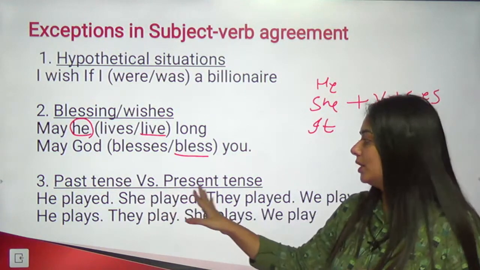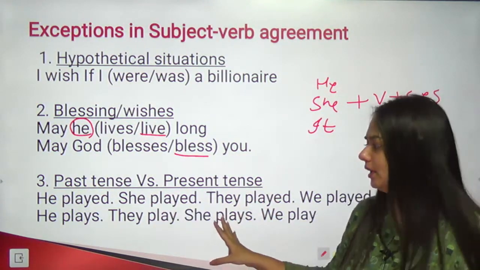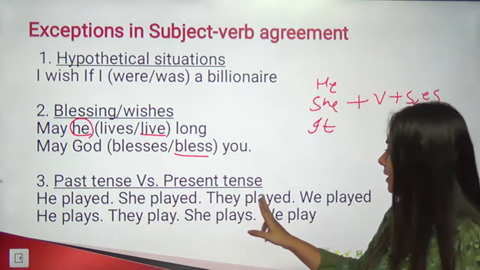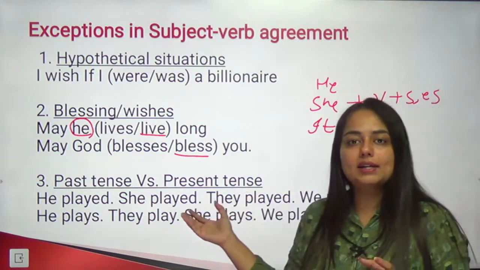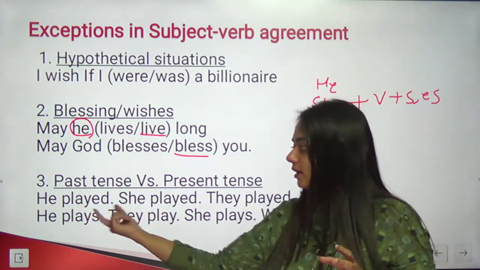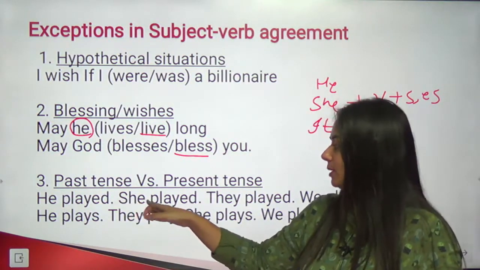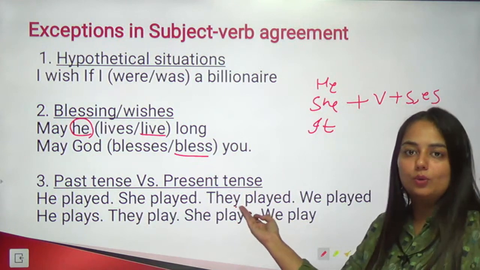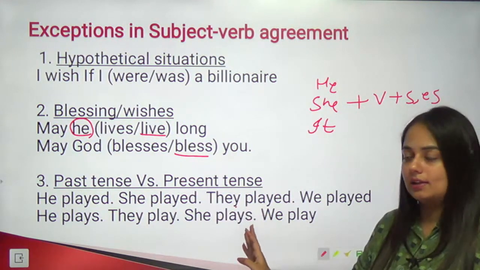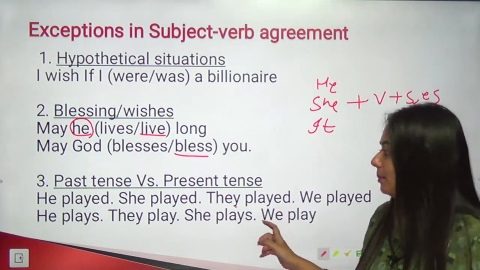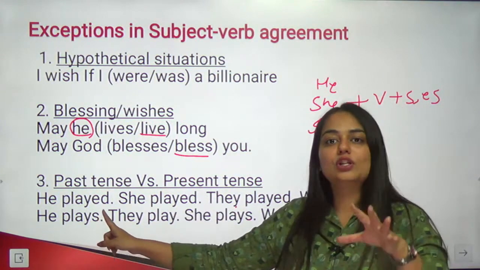Now, past tense versus present tense. This one is a simple thing. He played, she played, they played, we played. In the past tense, we just consider these participle forms of the verb, irrespective of having male or female, singular or plural pronoun. They is a plural, he and she is singular. Played remain the same. But in the present tense, this keeps on changing.